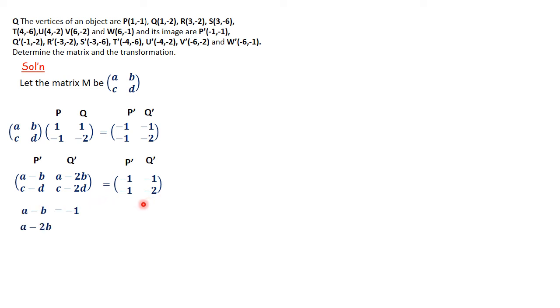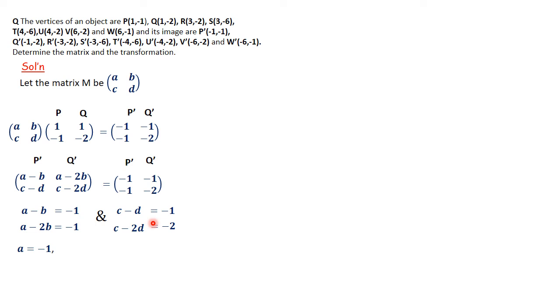A minus B is equal to negative 1. A minus 2B is equal to negative 1. And C minus D is equal to negative 1. And again, C minus 2D is equal to negative 2. At this point, you're supposed to solve the way you want to solve it. I really don't have to delve into that. But you can always use simultaneous methods. You can do simple elimination.